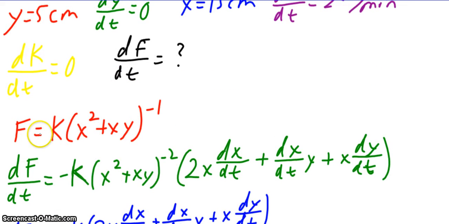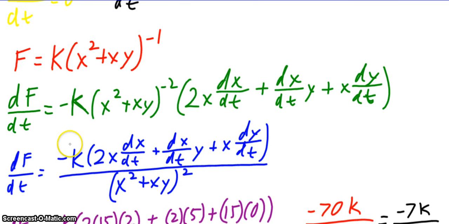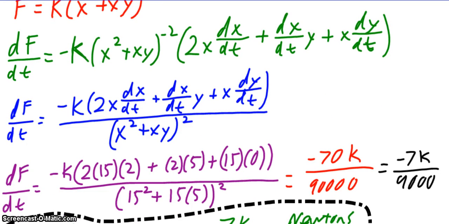So first I rewrote F as k times the quantity x squared plus xy to the negative first. Now I go through the derivative using the chain rule and the product rule. So df dt is negative k times the quantity x squared plus xy to the negative second times the derivative of the inside, which is 2x dx dt, plus now I have to do the product rule, dx dt y plus x dy dt. Now I know this part's going to go away because I'm treating y as a constant in this case.